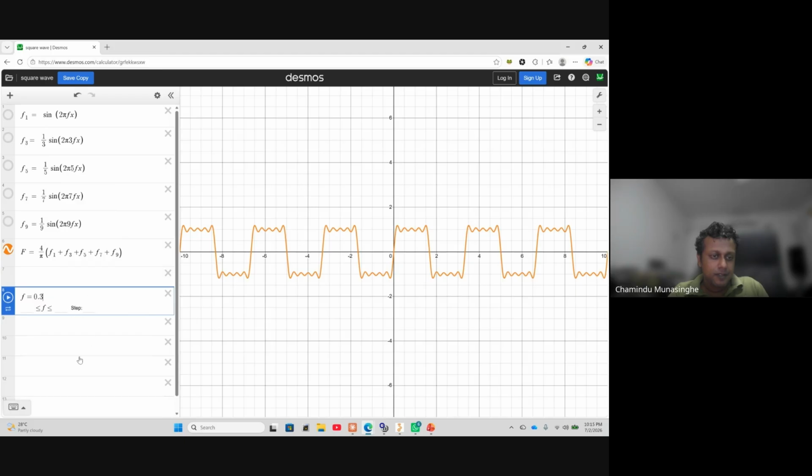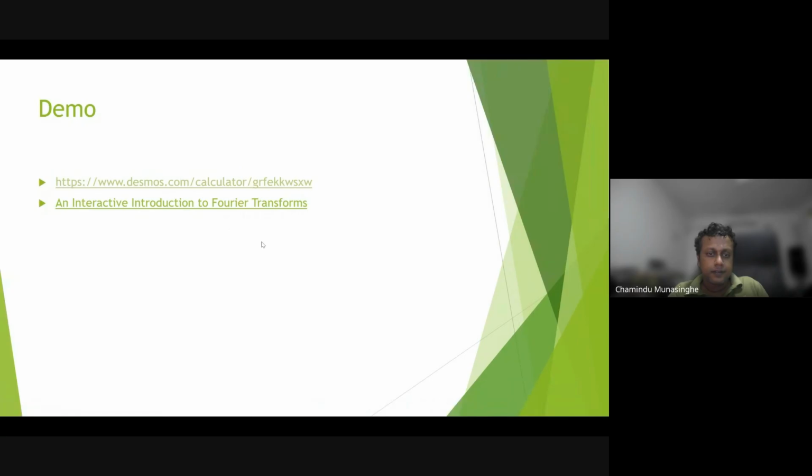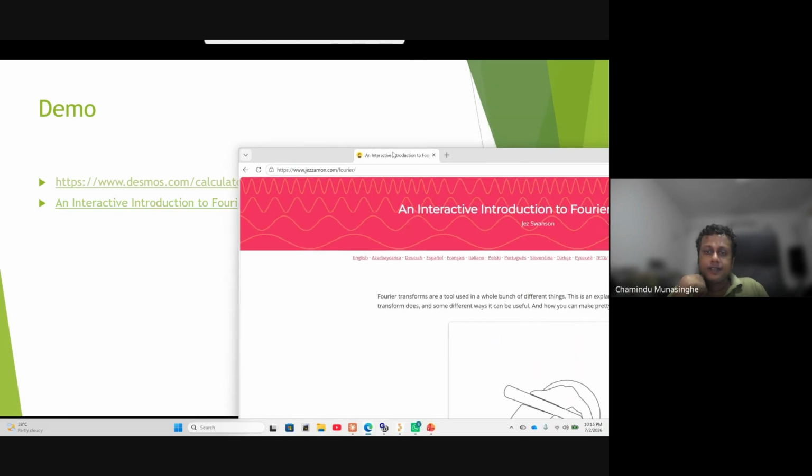Right, let me go back to my slide. And also there's this another interesting site that I found. I think I'll quickly show you an interactive introduction to Fourier transforms, right? This site also doesn't have a lot of mathematics in it, but it's an introduction, right?